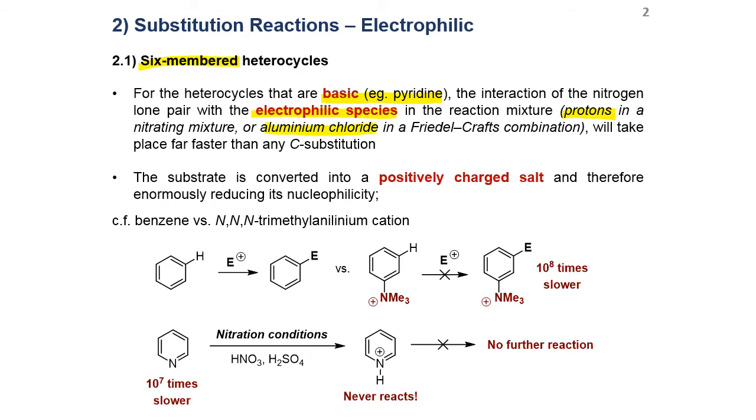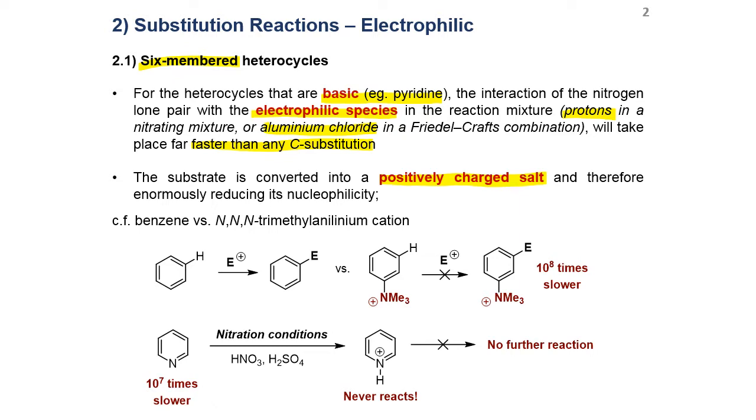And this interaction between nitrogen and electrophile is faster than any carbon substitution. Therefore, when the nitrogen reacts with this electrophile, it will create the positive charged salt like pyridinium ion, and this will even decrease the nucleophilicity of this kind of reaction in the 6-membered ring heterocycles.